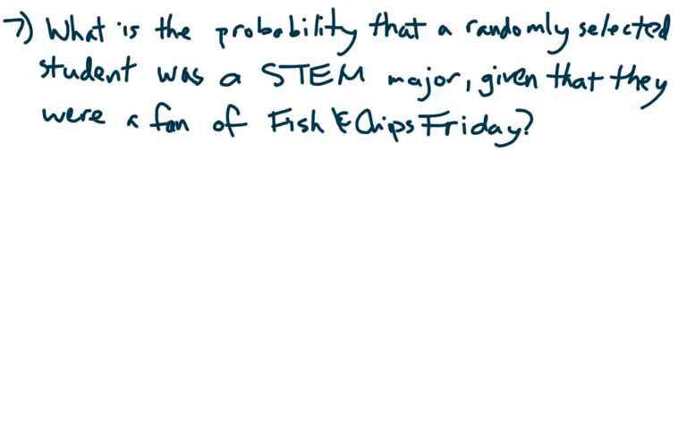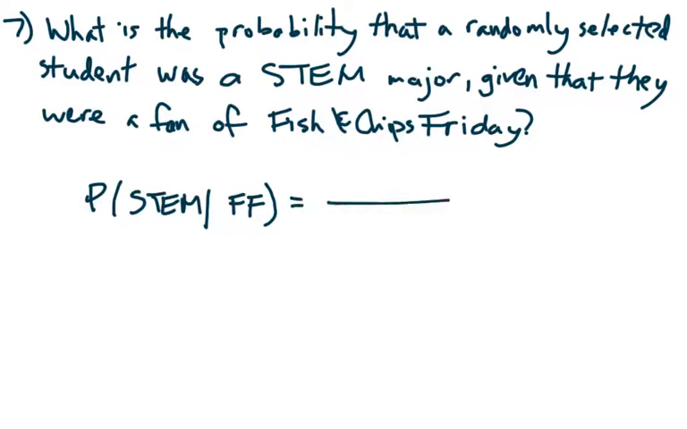Okay, let's see if we got the notation right. You ready? 3, 2, 1, flip. Last time, the STEM major was the assumption. This time it is not the assumption, it's the other way around. Fish and Chips Friday is the assumption. So this time, STEM major is not going to be the universe.